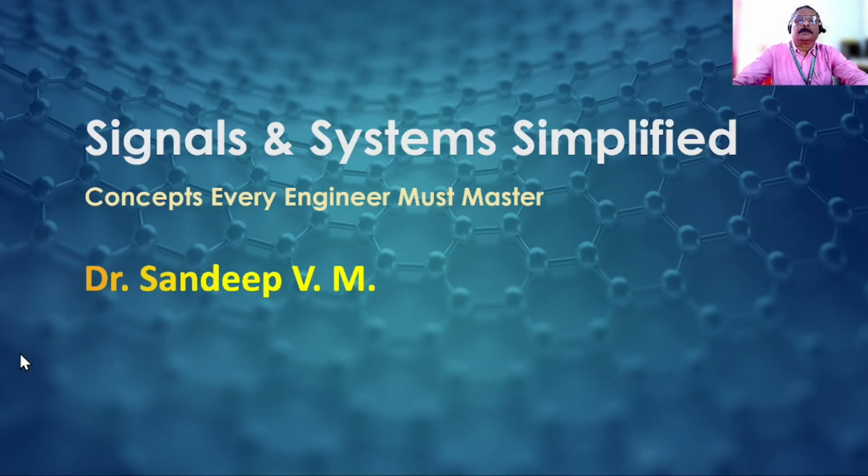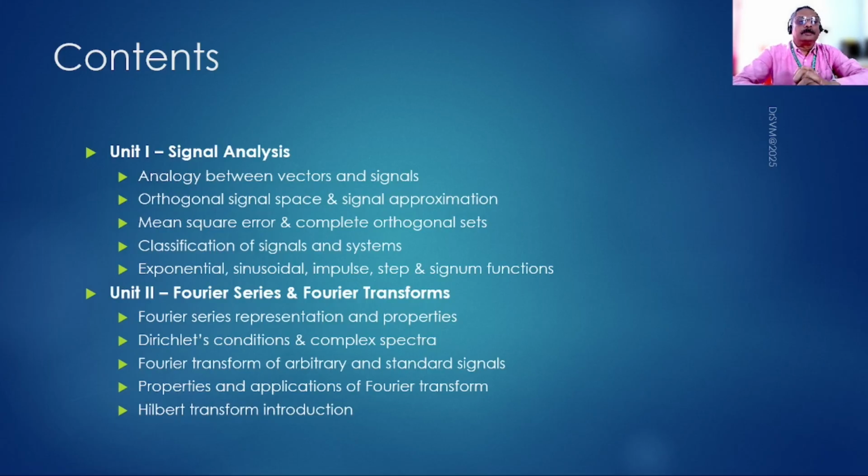Welcome to this session on Signals and Systems Simplified. These are the concepts every engineer must master. So in this series, we look into 5 major aspects divided into 5 units. In the first unit, let's check what the signal is, analyze the signal, try to understand the analogy between vectors and signals, what are orthogonal signals and what is orthogonal signal space, and how the signals can be approximated using this orthogonal signal space.